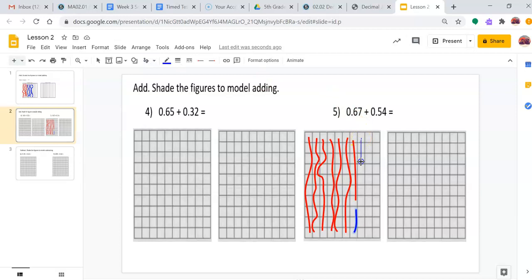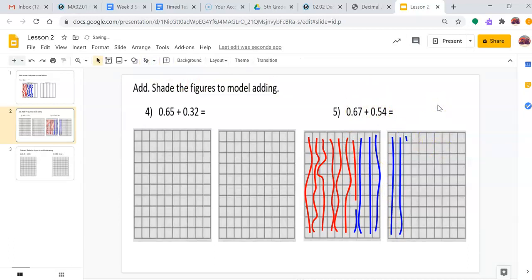3 plus another 10 is 13, and I'm going to count by tens again. 13 plus another 10 is 23, plus another 10 is 33, plus another 10 is 43, plus another 10 is 53, and I need to get to 54, so I'm going to add 1 block. Okay, so now I'm going to add all of this up.